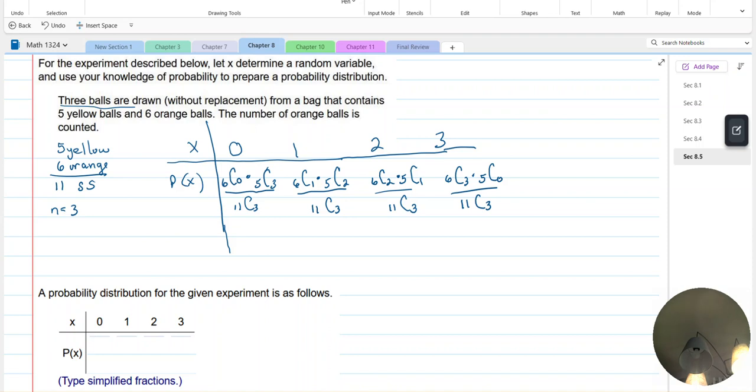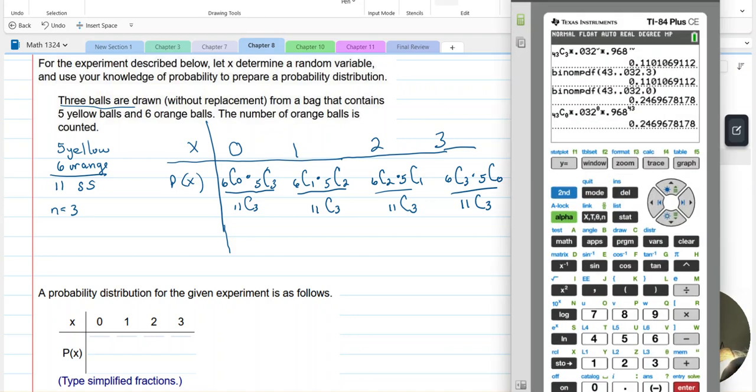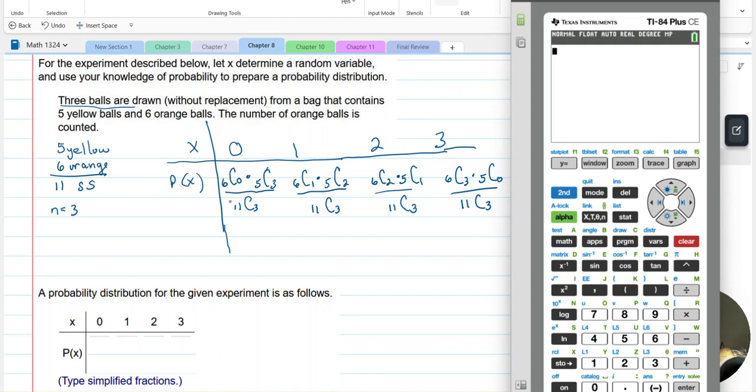All right. So let's do some math, and I'll pull out my calculator. I'm going to have this whole thing entered, or I can possibly have it reduced, but I'm going to do the whole thing. So here we go. 6, math, PRB, number 3, and we're choosing 0. Side arrow for times. Then 5, math, PRB, number 3, choose 3. Good. I'm going to divide that whole thing by 11, math, PRB, number 3, 3.